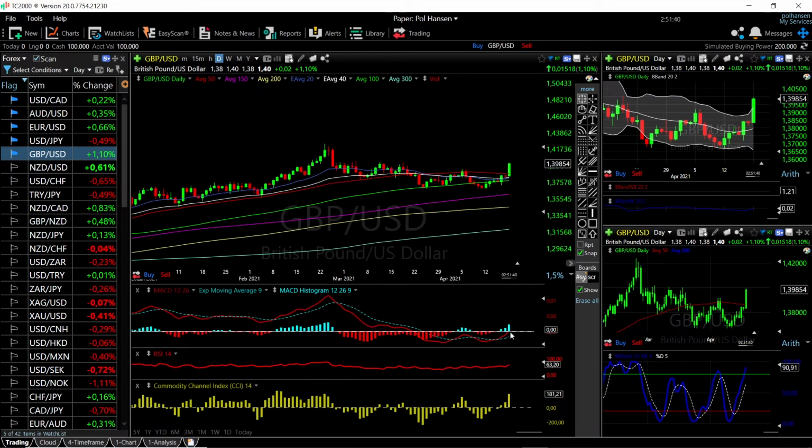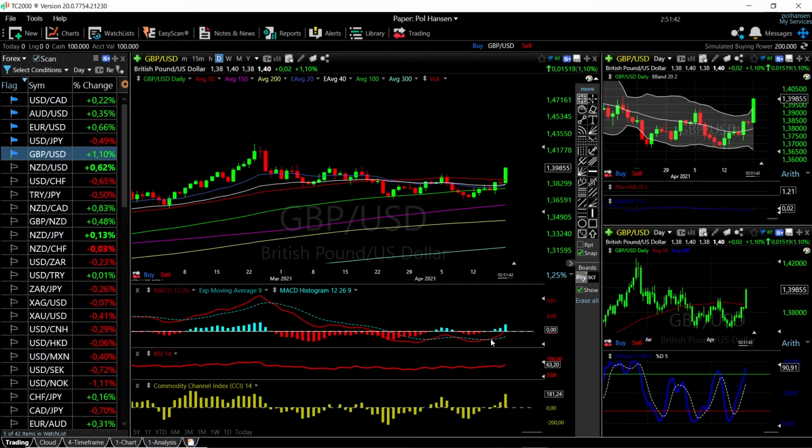If you look at MACD, it is entering positive territory. It's above the signal line. We can see that the RSI is also bullish, the CCI is bullish, and the stochastic is also very bullish. This is definitely a market that has changed direction towards the upside.